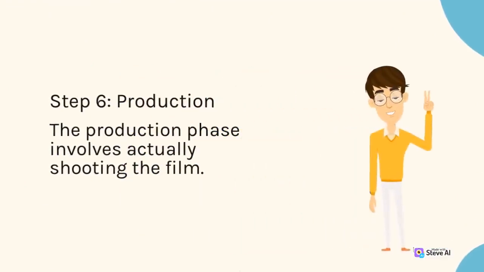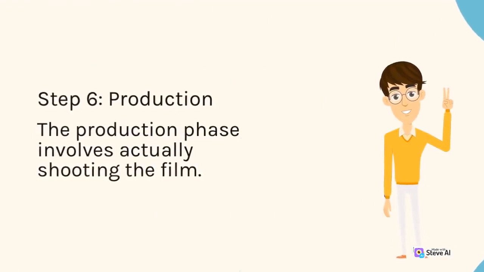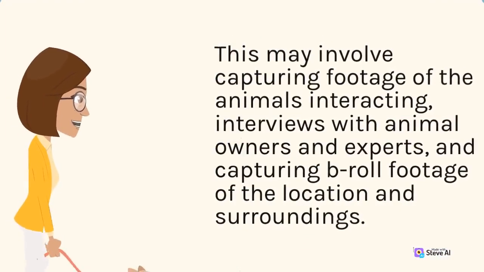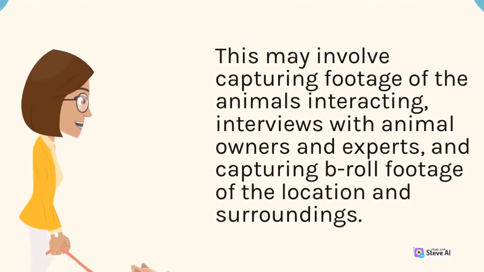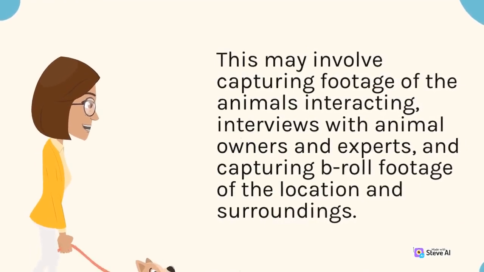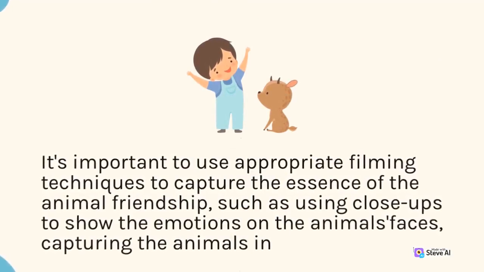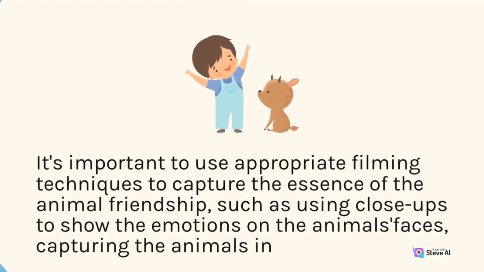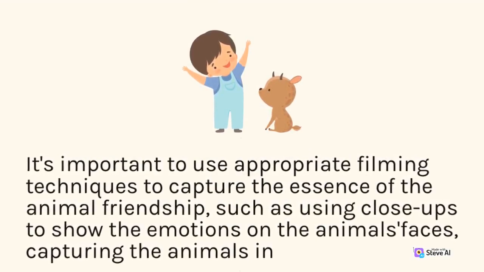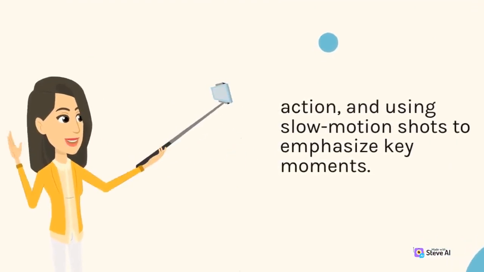Step 6. Production. The production phase involves actually shooting the film. This may involve capturing footage of the animals interacting, interviews with animal owners and experts, and capturing B-roll footage of the location and surroundings. It's important to use appropriate filming techniques to capture the essence of the animal friendship, such as using close-ups to show the emotions on the animals' faces, capturing the animals in action, and using slow-motion shots to emphasize key moments.